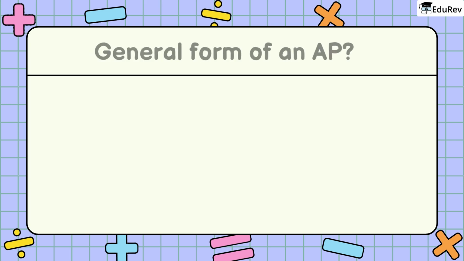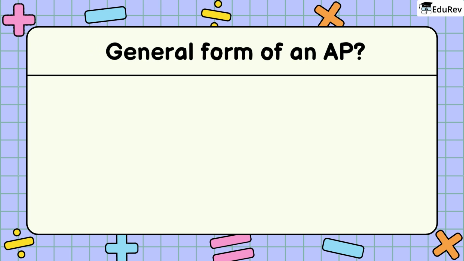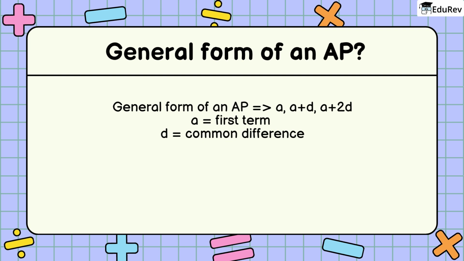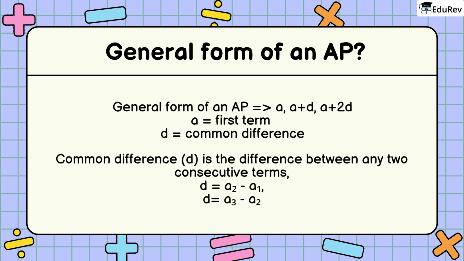Now, what is the general form of an AP? The general form of an AP is given by a, a plus d, a plus 2d, where a is the first term and d is the common difference. The common difference, d, is the difference between any two consecutive terms, such as d is equal to A2 minus A1 or d is equal to A3 minus A2.